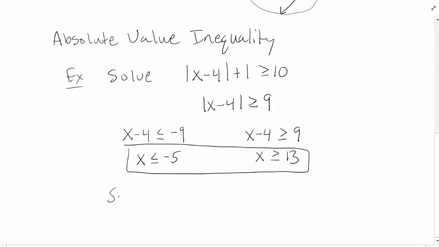If you write that in interval notation, that's going to look like, well, to the left of negative 5 is negative infinity to negative 5, and it's a less than or equal to, so I get to include it, so hard bracket, and then union, which means also from 13 on, and I get to include 13. So that's what it looks like in interval form.